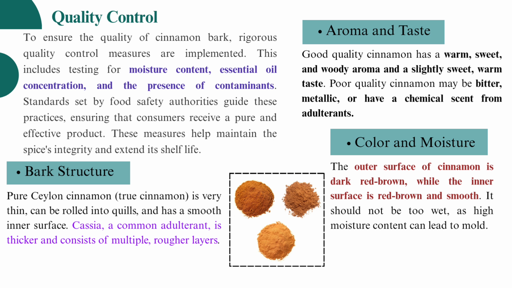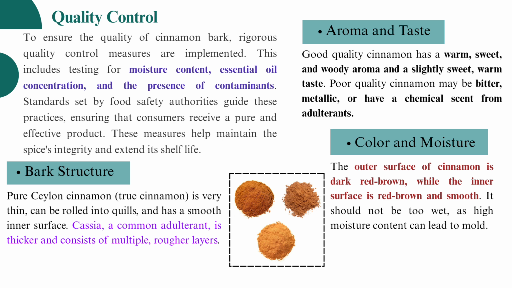Bark structure. Pure cinnamon, also called true cinnamon, is very thin, can be rolled into quills, and has a smooth inner surface. Cassia, a common adulterant, is thicker and contains multiple rough layers.